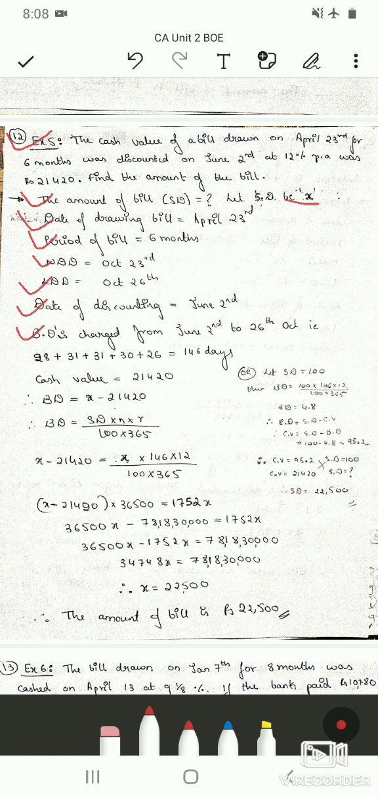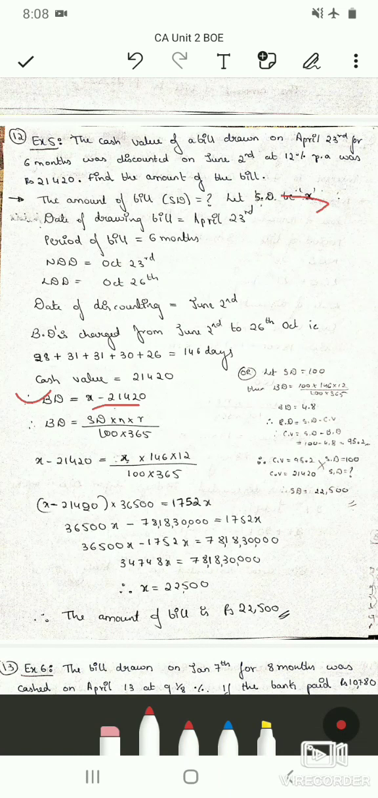So June has 30 days, so it is 28 days. July, August, September, October, 26 days. So n is your 146 days. Cash value is given, which is 21,420. Now the same steps, we will find banker's discount. So sum due minus the cash value. Sum due we have taken as x, so it will be x minus the cash value.